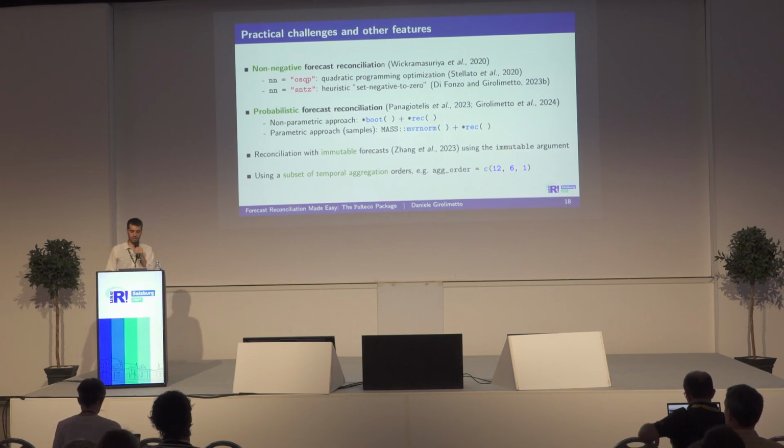So in FoReco, in this version, there is also the reconciliation with immutable forecast, and you can use also a subset of temporal aggregation. So maybe you are not interested in all the temporal aggregations, you just need the annual, the semi-annual, and the monthly. You can do that using a vector on the aggregation order.